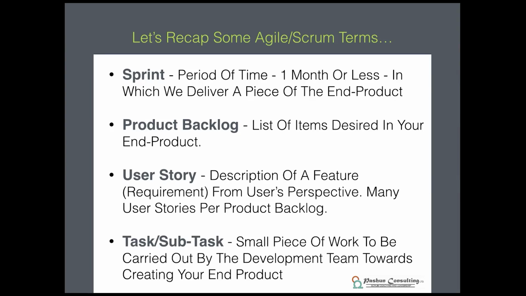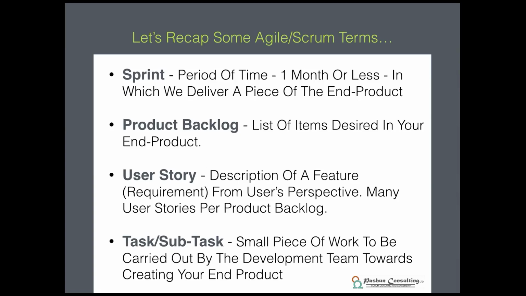Tasks or subtasks, as they're commonly called. A task is a small piece of work to be carried out by the development team towards creating your end product. When we say development team here, we're not talking specifically about software or building developers. Those are just two examples I've given. But a development team is the name we give in Scrum to the group of people who are actually doing the work, whose neck is on the line, as in they're doing the work to deliver a piece of the end product. And a subtask speaks in their language about the small pieces of work they need to carry out in order to create each user story.